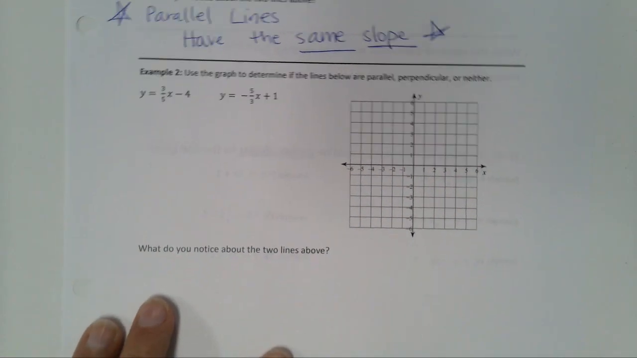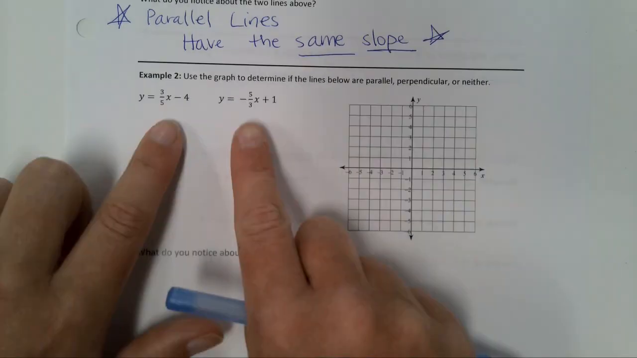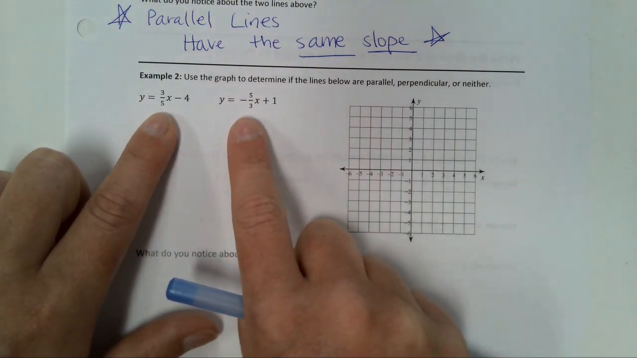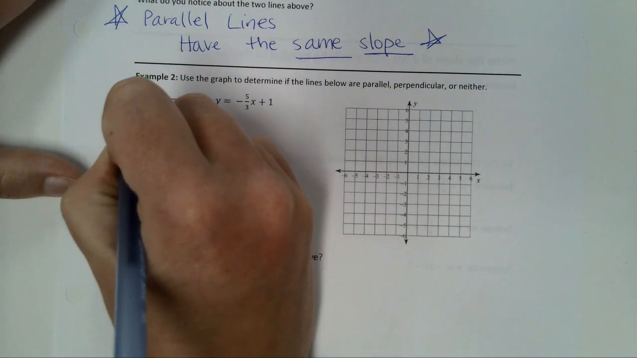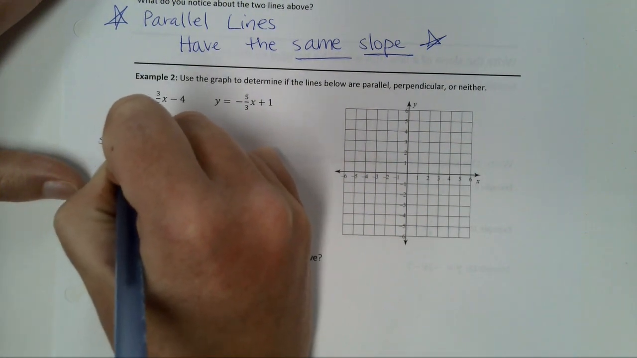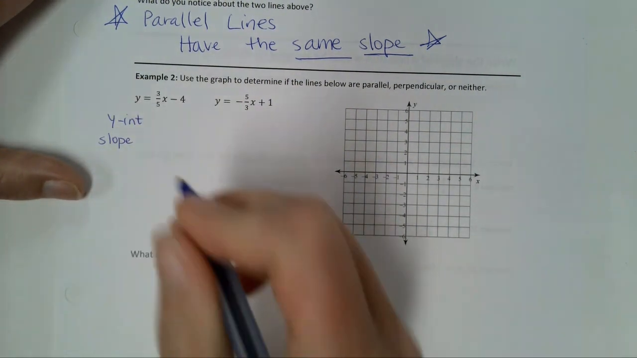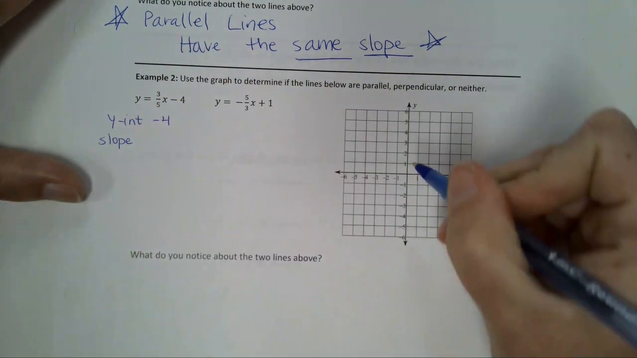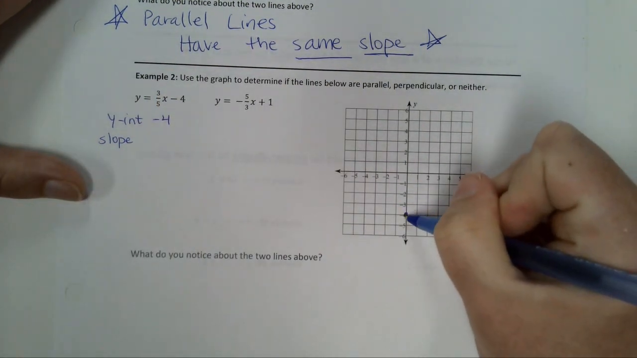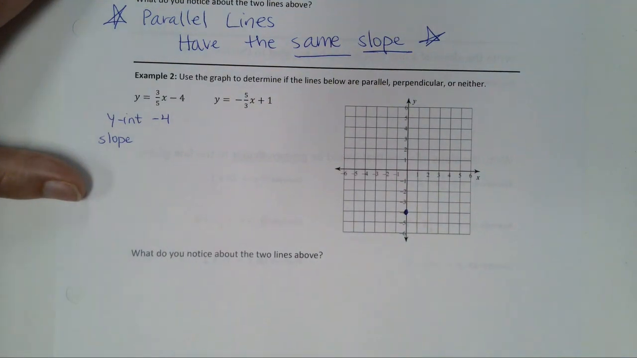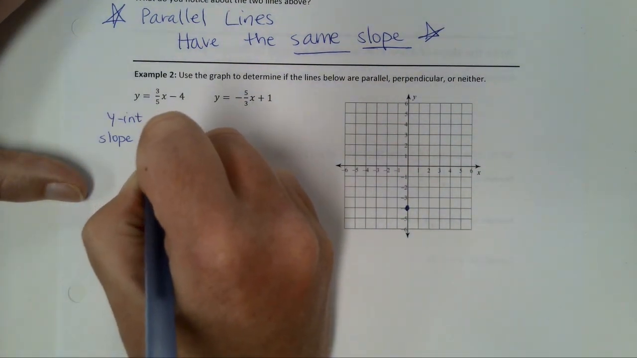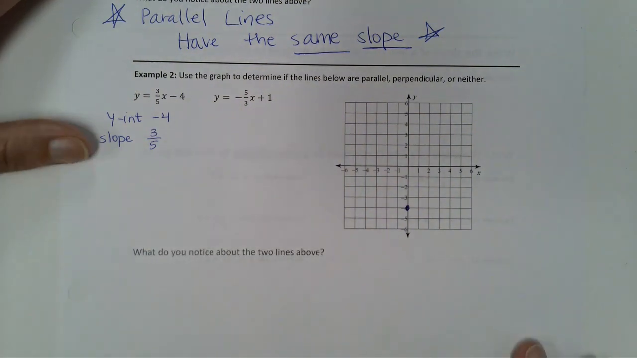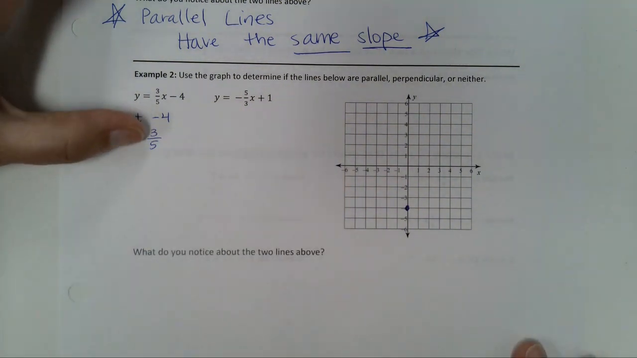All right, right off the bat, do these have the same slope? So they're not going to be parallel, okay? But let's graph them. So for my first one, I want the y-intercept and the slope. What's the y-intercept of the first equation? -4. And that means I'm going to start on the y-axis at -4. And then what's my slope of that first equation? 3/5. Meaning I'm going to rise 3 and run 5.